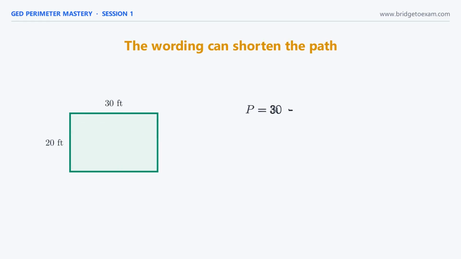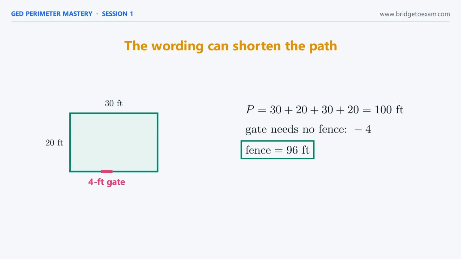Context can also change the path. A fence around a 30 by 20 foot yard follows the whole boundary. That's 100 feet. But if a 4-foot gate needs no fencing, subtract it. 96 feet of fence. The geometry gives you the complete boundary. The wording tells you which parts actually need material.